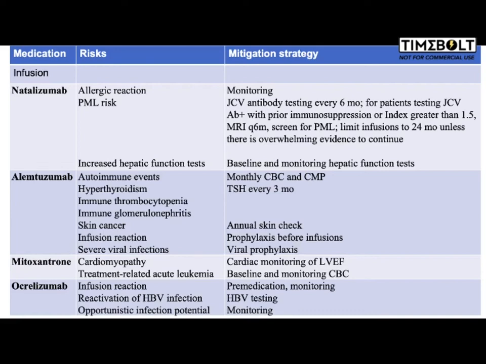Alemtuzumab: autoimmune events, hyperthyroidism, immune thrombocytopenia, immune glomerulonephritis, skin cancer, infusion reaction, and severe viral infections. A monthly blood picture is needed, and thyroid stimulating hormone is checked every 3 months. Skin check for skin cancer, and prophylaxis before infusion for infusion reaction. Viral prophylaxis for severe viral infections.